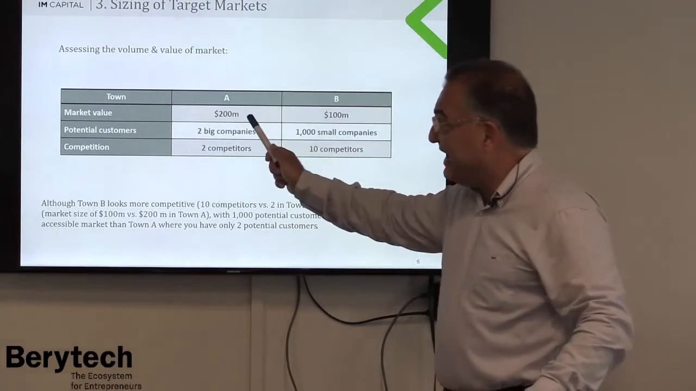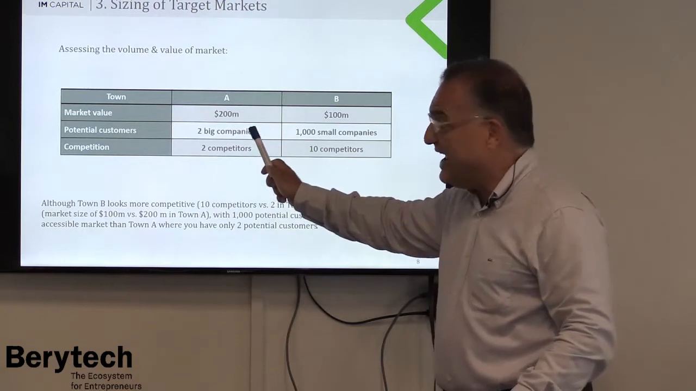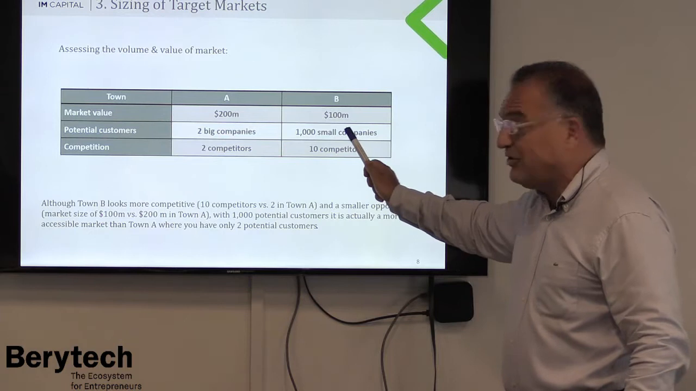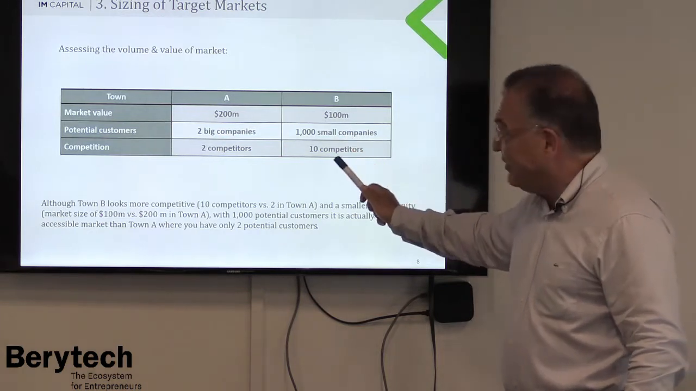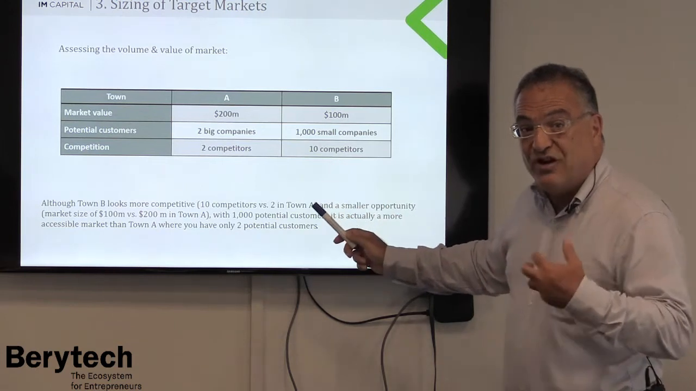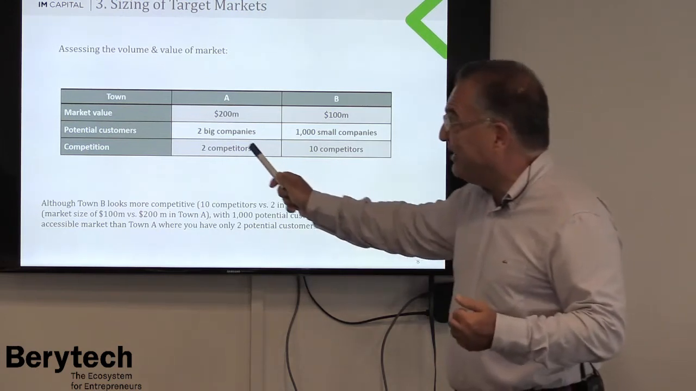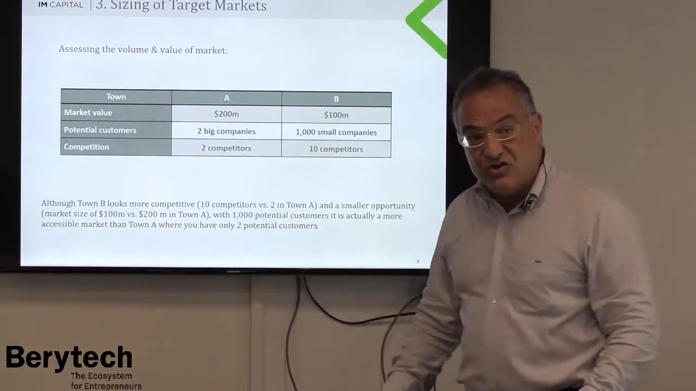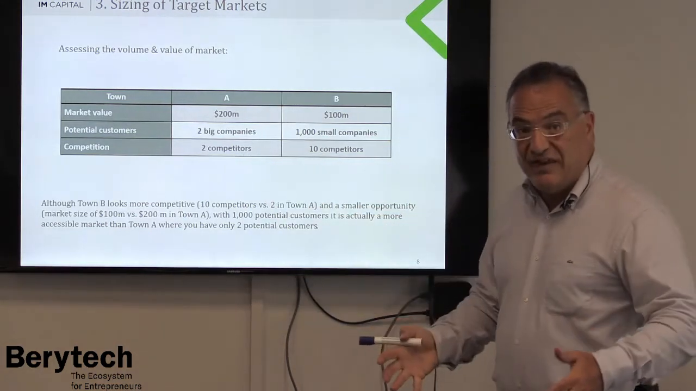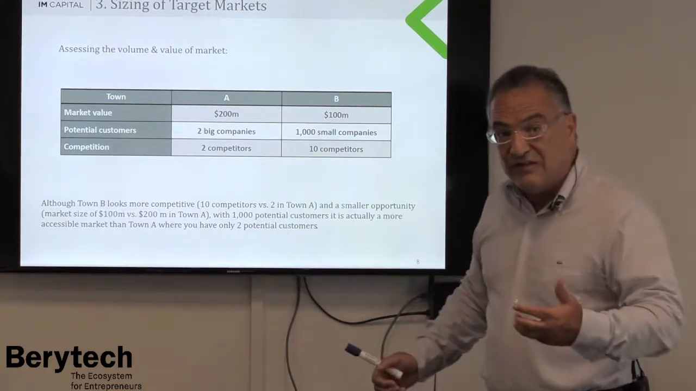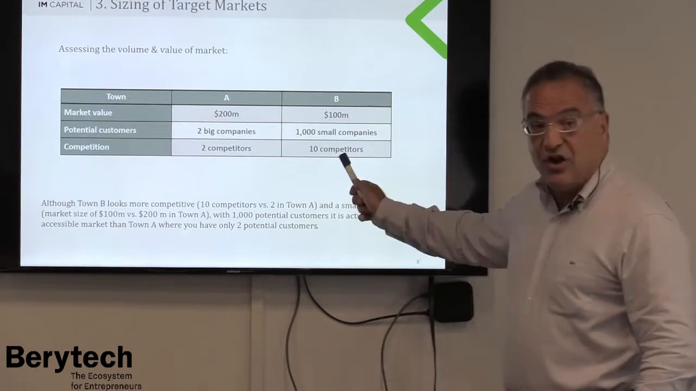The logic behind A, it's a larger market. The logic behind A, it's only two companies behind it. The logic behind B, it is a smaller market, but you have 1,000 companies behind. You have 10 competitors, so it's more fragmented. Depending how strong your value proposition is, if you feel that you have a value proposition stronger than these two competitors that are entrenched, that have their roots, then go for A. If your value proposition is not as strong and you want to test it, you want to validate it, then you better start with B.